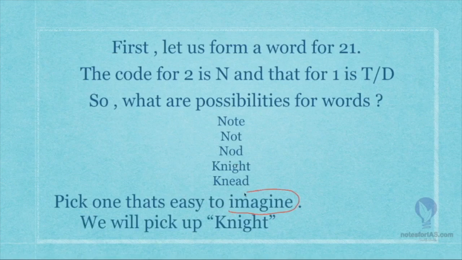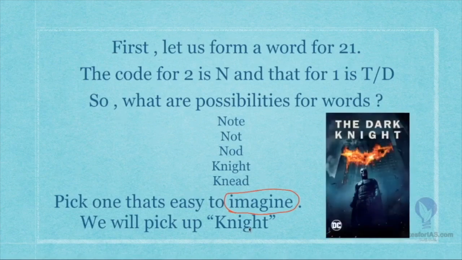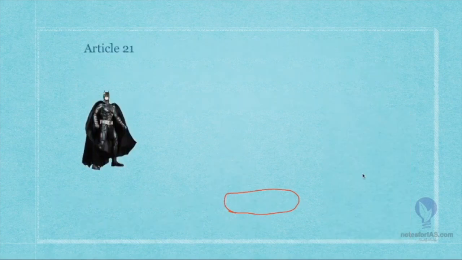That's very important. It should be very easy for you to imagine, because our memory works best when we imagine things. So in this particular case, we are going to pick night. Now you must associate an image with it. So here's the image we have selected: the famous Christopher Nolan movie, The Dark Knight. So when we hear the word night, let's try to picture this particular Dark Knight Batman thing, okay? So whenever somebody says Article 21, if you remember the codes well, then you can very easily remember that 2 here stands for na, 1 here stands for ta, and from na and ta, you can very easily recall night.